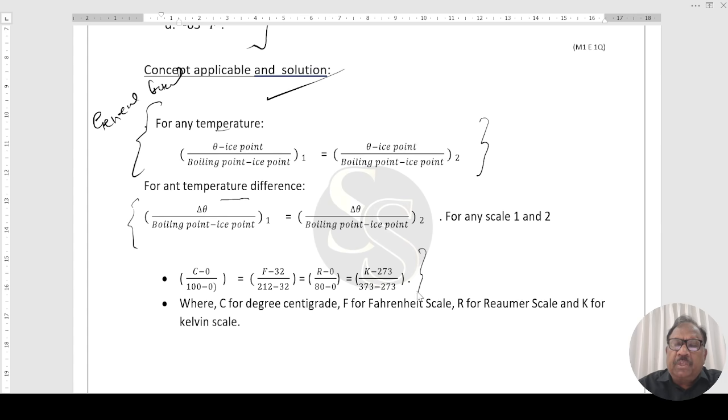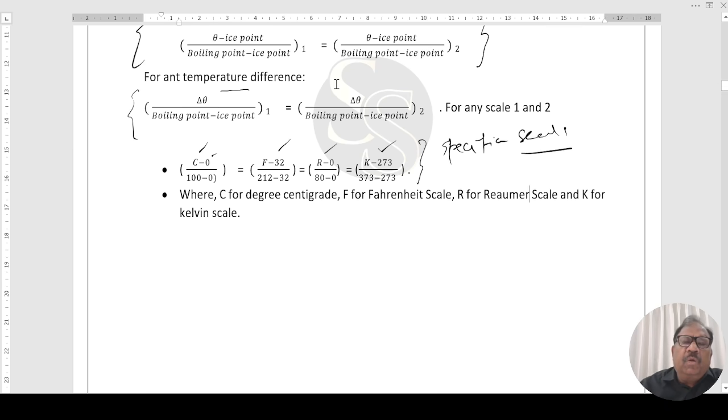These are specific scales. Degree centigrade: ice point is 0, boiling point 100, so C minus 0 upon 100 minus 0. Fahrenheit: F minus 32 upon 212 minus 32. Reaumur: R minus 0 upon 80 minus 0. Kelvin: K minus 273 upon 373 minus 273. These are the specific scales.